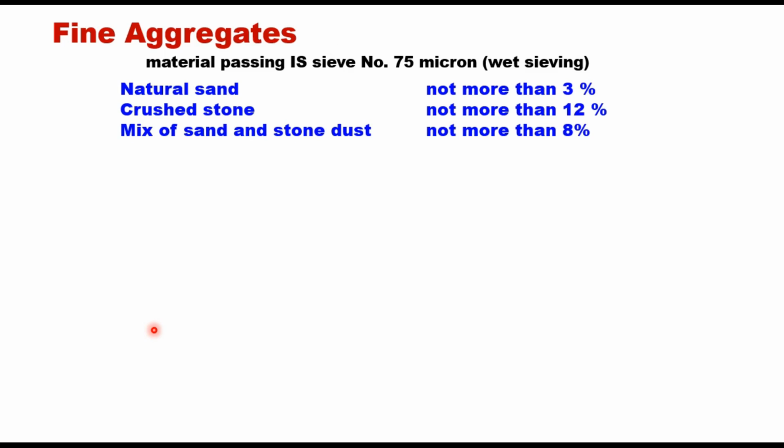Fine aggregate shall be free from soft particles, clay, shale, cemented particles or mica. Water absorption should be less than 3%, and as far as possible, the material passing 75 micron should be limited to not more than 3% when natural sand is used, not more than 12% when crushed stone is used, and not more than 8% when mixture of sand and stone dust is used.